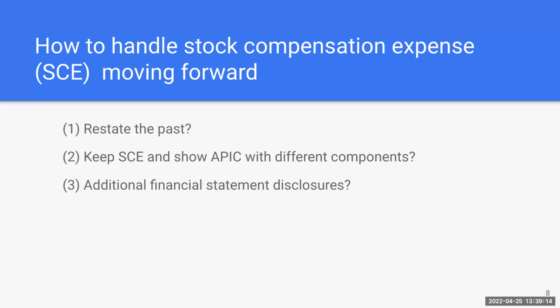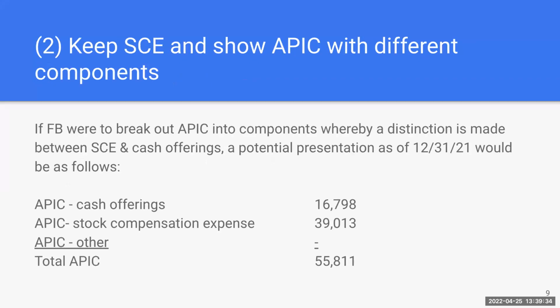I don't think they're going to make that go away, because they made a decision back in, I believe it was 2006, to require that stock compensation expense be included as an expense. And so I don't see them taking that away. However, what are some different things we could do? Well, one of the things we could do is break out additional paid-in capital. And we could do this by showing cash offerings.